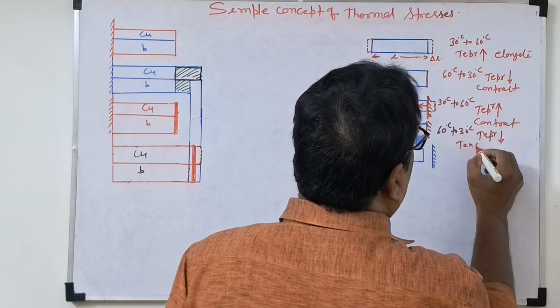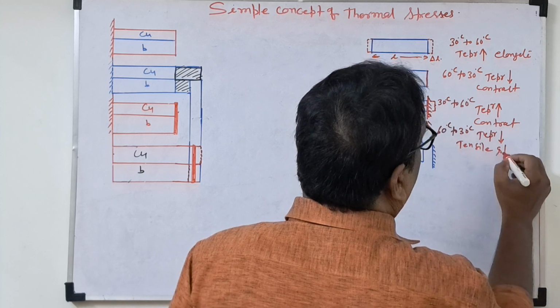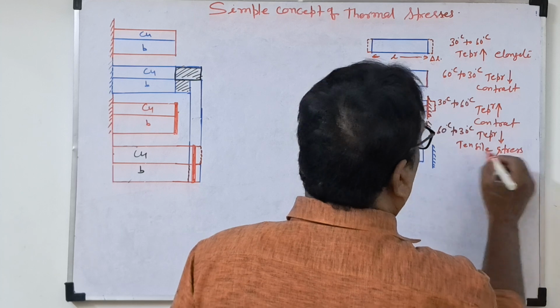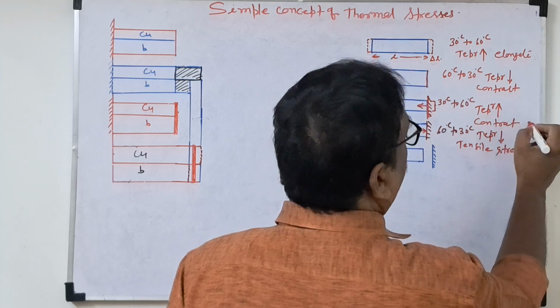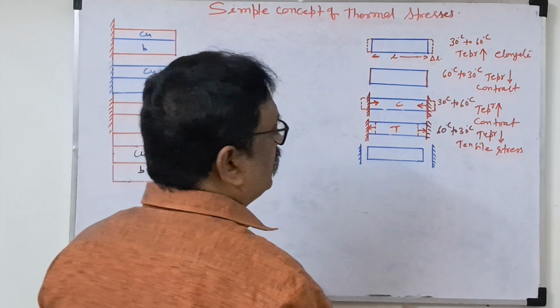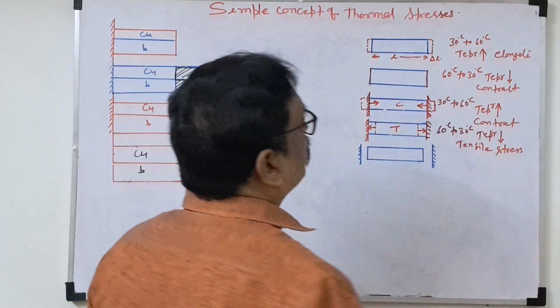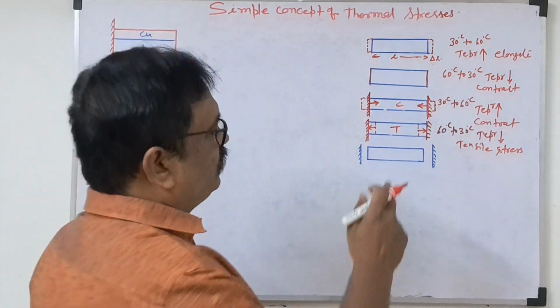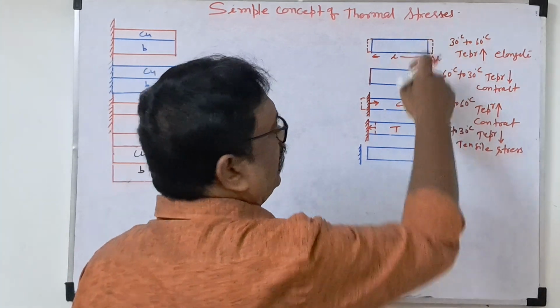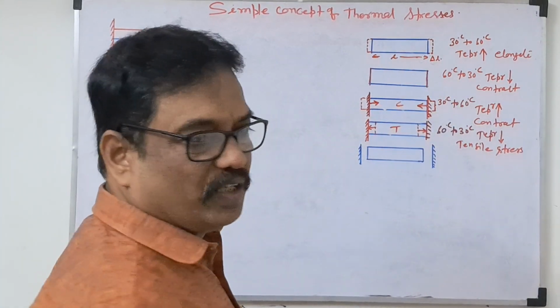Tensile stress will develop here. Where it contracts, compressive stress will develop. So that is known as thermal stresses, and thermal stresses will develop. So what we are seeing here is the free elongation. Free elongation means stress will not develop.